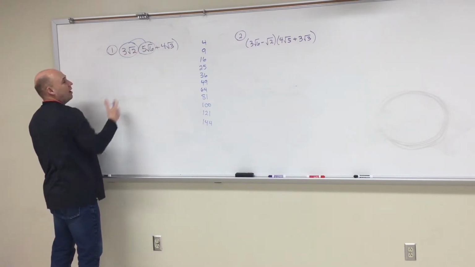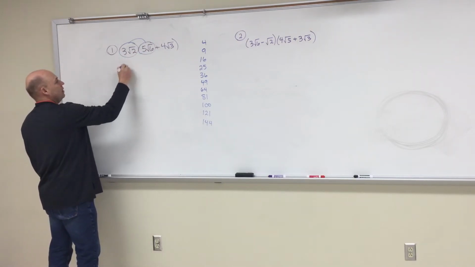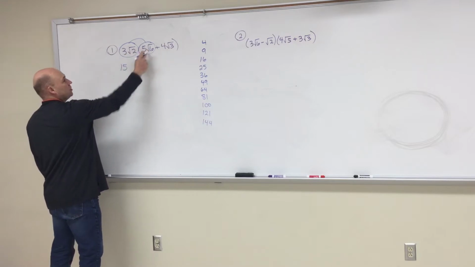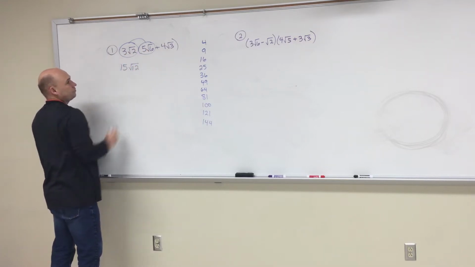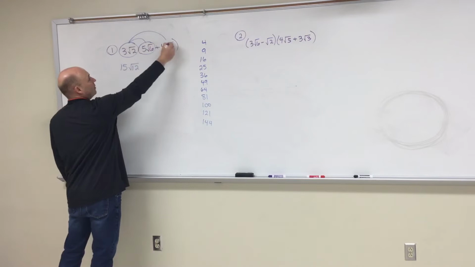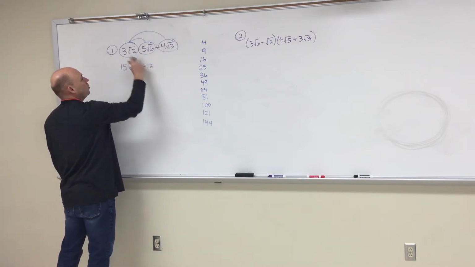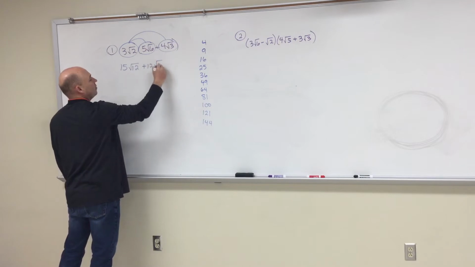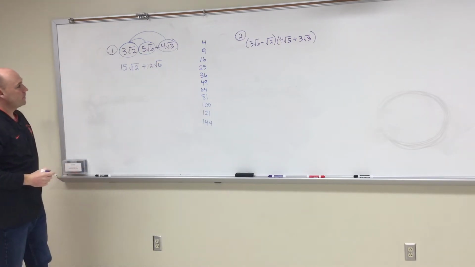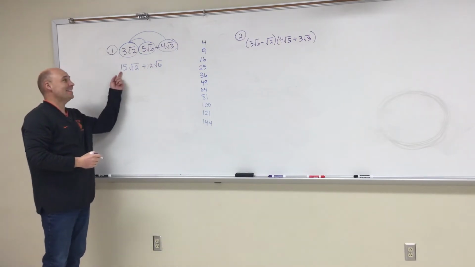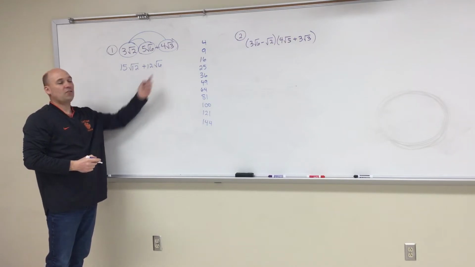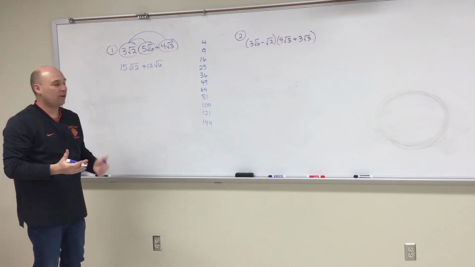So 3 times 5, what's outside gets multiplied by what's outside. That's 15. 2 times 6 is radical 12. And I'm going to take this entire thing and multiply by this entire thing. So 3 times 4 is 12. 2 times 3 is 6. Okay? I look to see if I can add these. I can't. This has a radical 12. This has a radical 6.